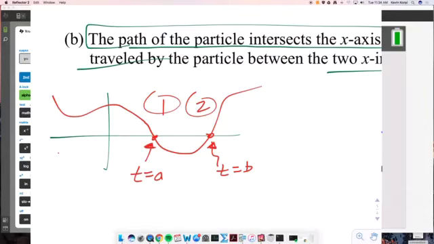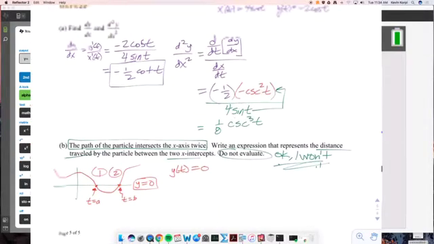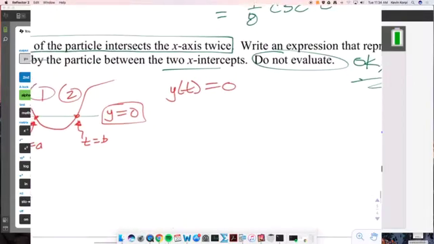So anytime something crosses the x-axis, what do you know about its either x or y coordinates? Good. You know that the y is equal to 0. That's what's important. If it were crossing the y-axis, you know x is equal to 0. That gives you something to work with. We need to set y of t equal to 0. All right, so y of t was up here. It was 1 minus 2 sine of t.